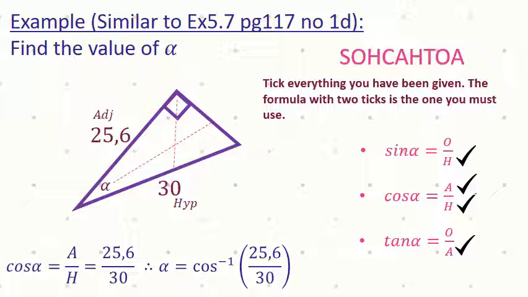Now to get alpha all by itself, we use the inverse function of cos on our calculator, so press shift cos, and then pop in the fraction and press equals, and you will get 31,4.